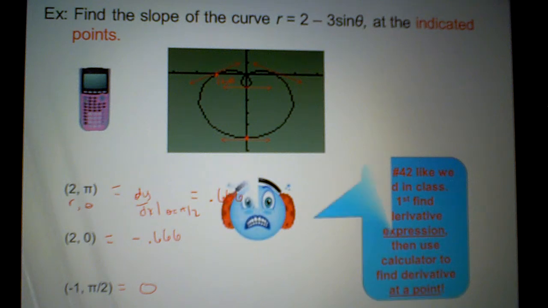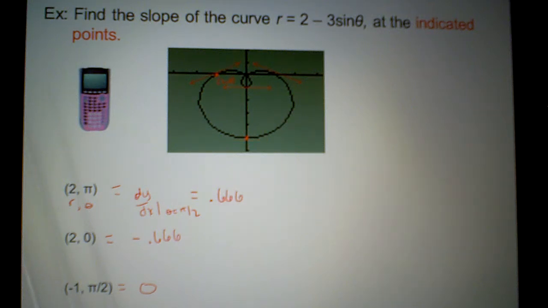So, in your homework problems, number 42, I want you to repeat this process. Find the derivative expression, then use your calculator to find the derivative at a point, because on the AP test, that's how this is going to go. You're going to have a calculator for these, and when you're allowed to use your calculator to find the derivative at a point.